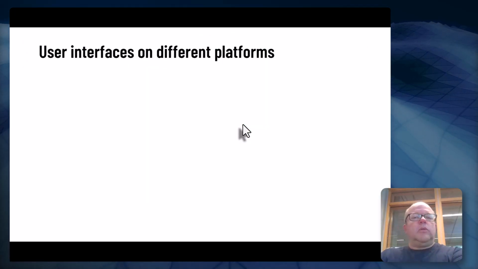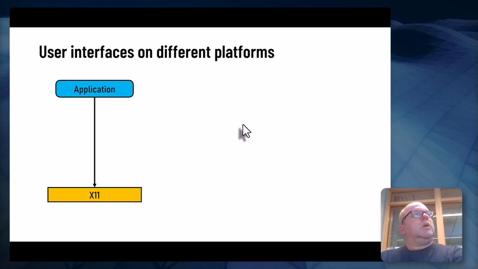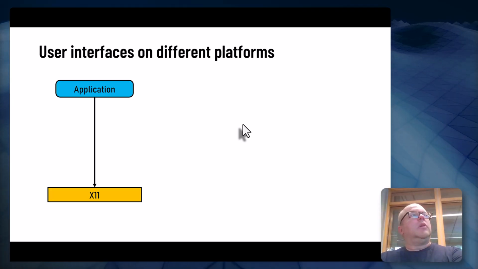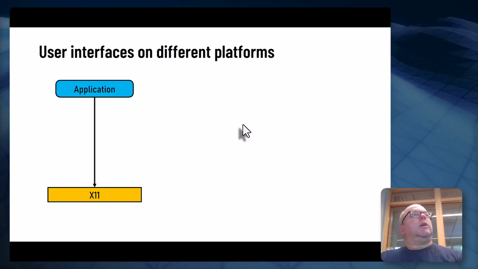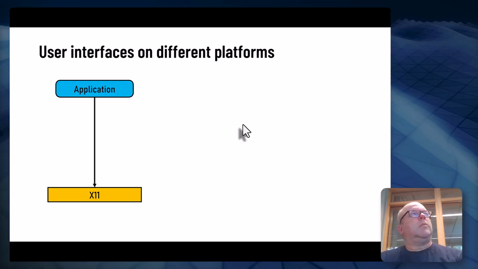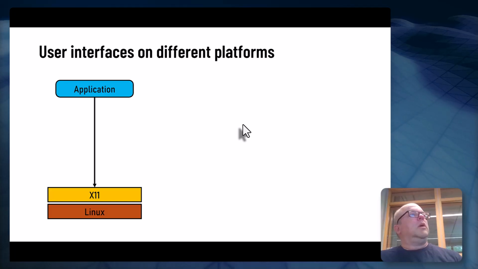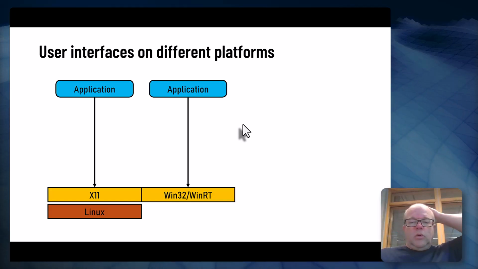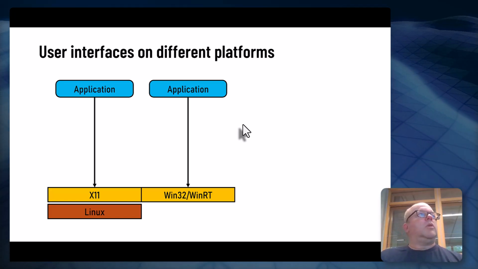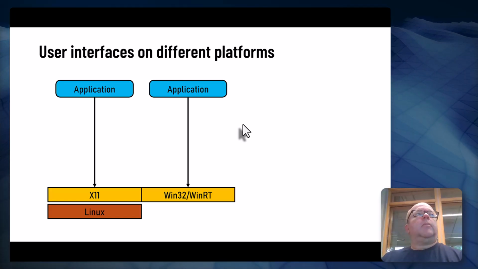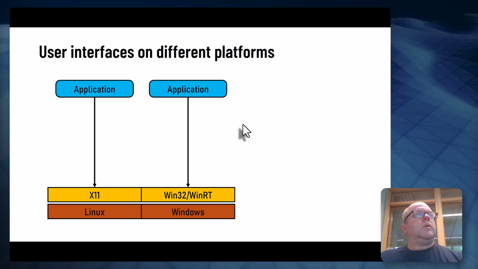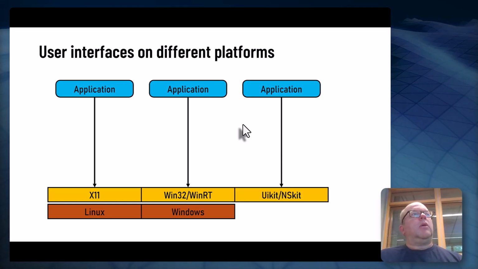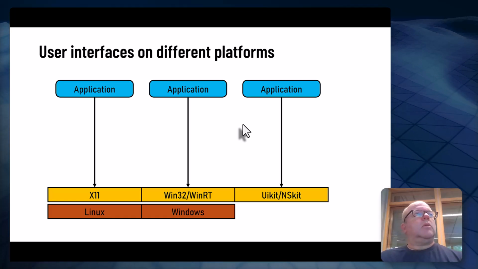So if we look at the user interface on different platforms, you have an application. On Linux, you use X11 or Xorg or Wayland. There is a user interface toolkit that's specifically for Linux and Unix-based systems, and then you have the operating system beneath that. If you want to write an application for Windows, you have to write towards the Win32 or WinRT APIs that are built into Windows, and that goes down to the Windows level as well. And if you are on a Mac, you have to write against UIKit or NSKit.